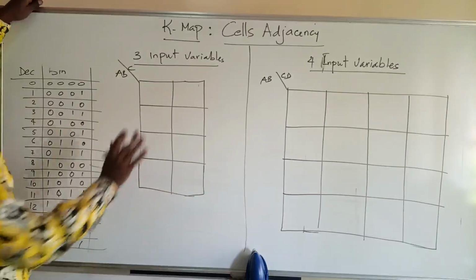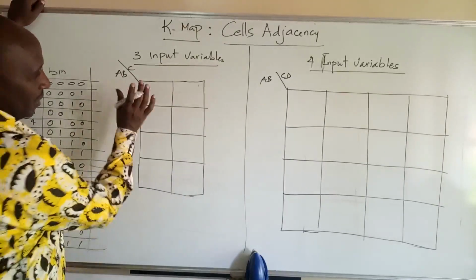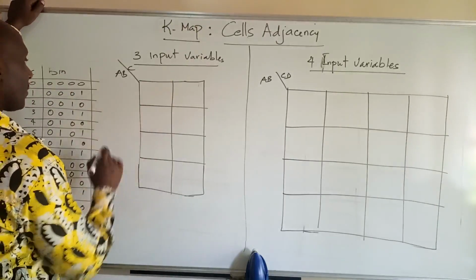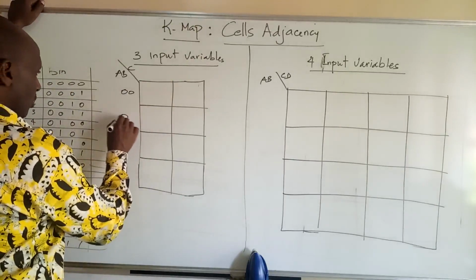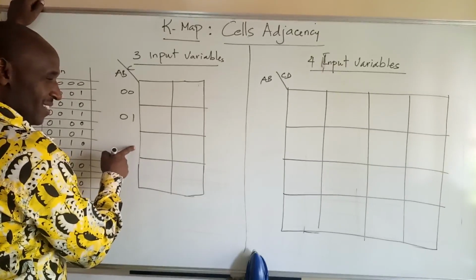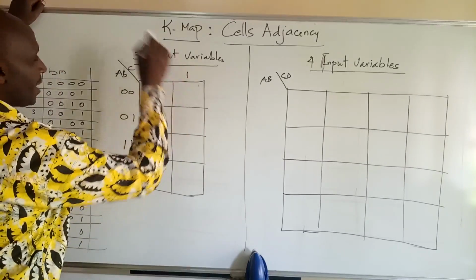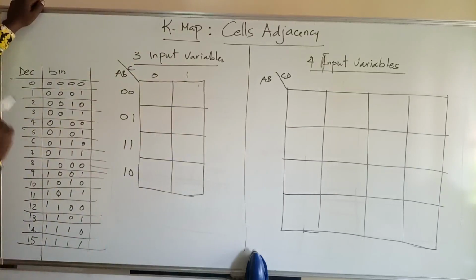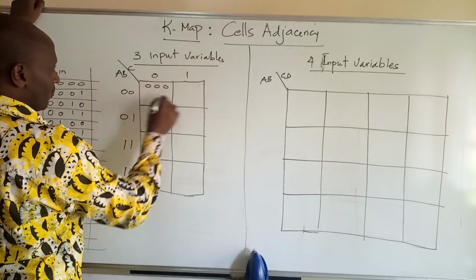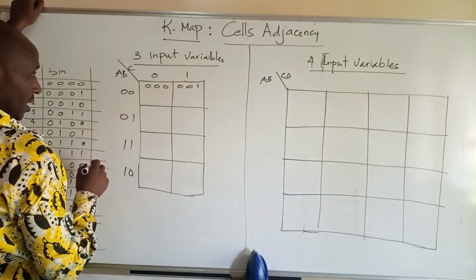Let us start with these three input variables, and we will put values according to each cell. 0, 0, 0, 1. Remember, is it 1, 1 or 1, 0? 1, 1. 1, 0. 0, 1. Good. Now, what are the values? The values here are 0, 0, 0. 0, 0, 1. Good.